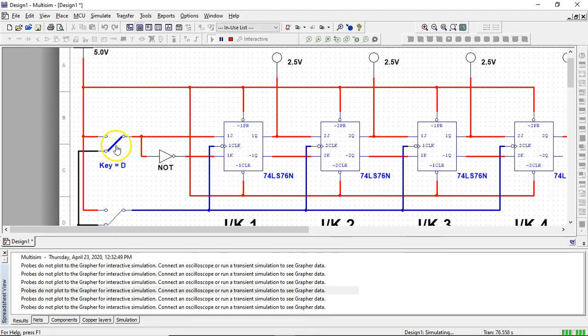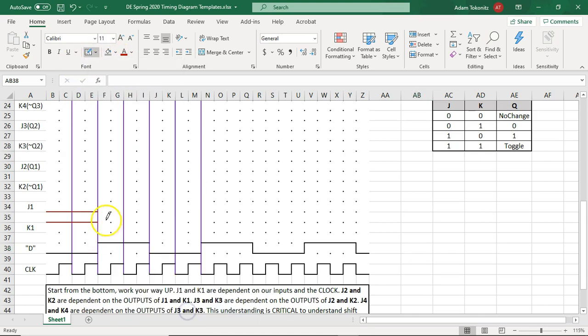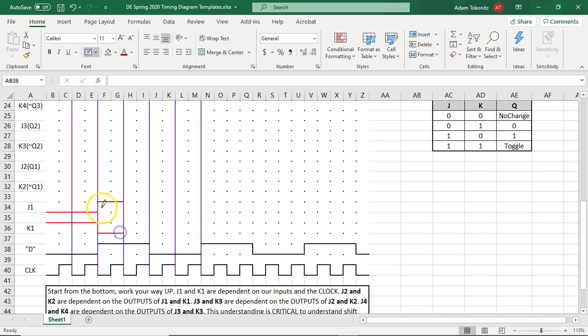Because my data is 1, because this switch is sending a high signal, J is 1 and K is 0. So I'm going to draw that. Let's draw J being 1 and K being 0. Okay? From high to low. Now look again, from high to low, my data, my switch, is still sending a high value, so J1 is still high and K1 is still low.